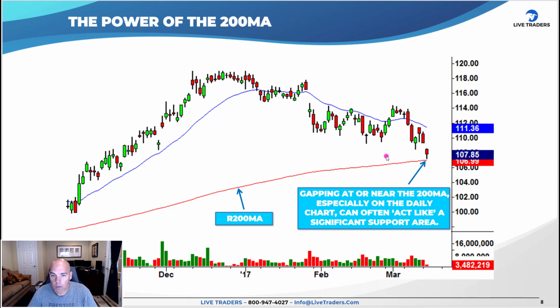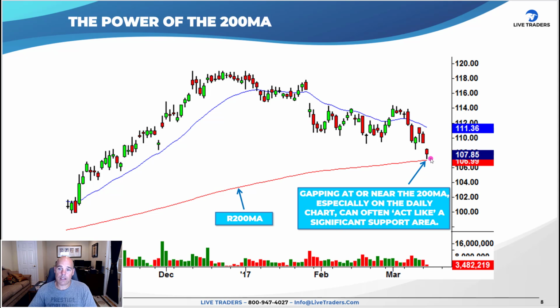Here's another example. Here's a stock that's largely been in an uptrend, 50 MA here, and then it's starting to roll over here, etc. Okay, and then it gaps down under a bottoming tail. But what happened when it touched the 200 MA or got close to the 200 MA, it left the bottoming tail. So this is pretty much exactly what I'm talking about, right? Gapping at or near the 200 MA, especially on the daily chart, can often act like a significant support area.